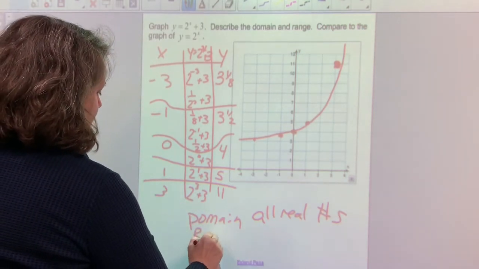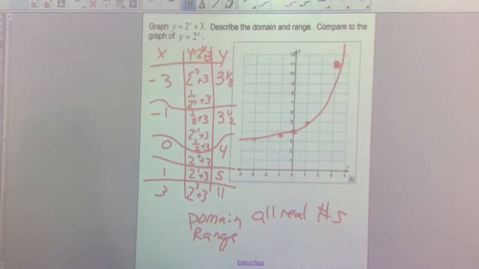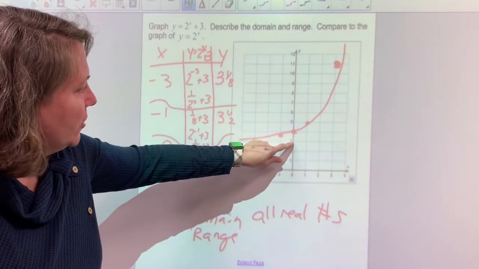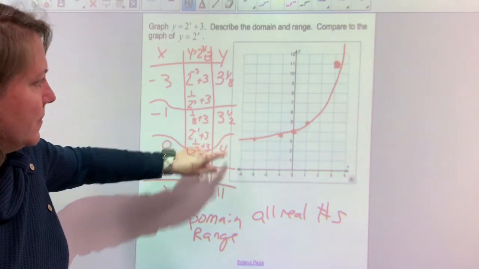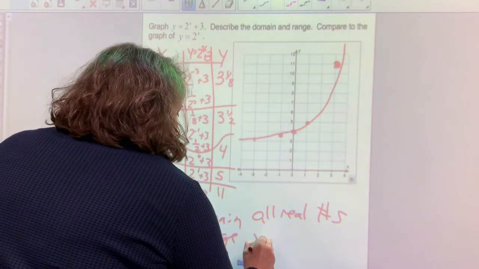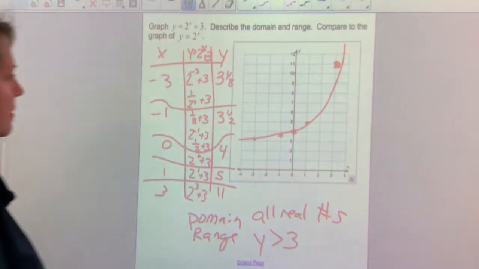What about your range? How high can it go? Infinity. How low can it go? I see that it's getting closer and closer and closer to 3. It's never going to hit 3. So my range is y is greater than 3.